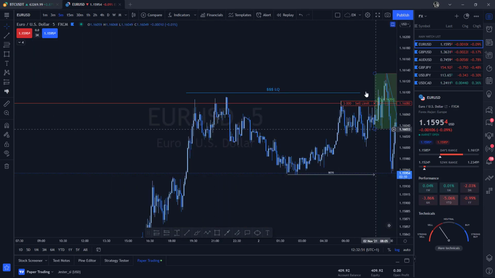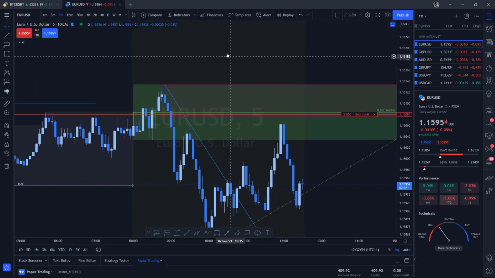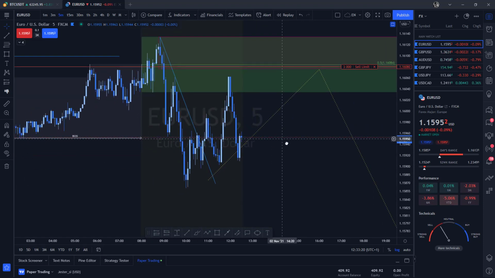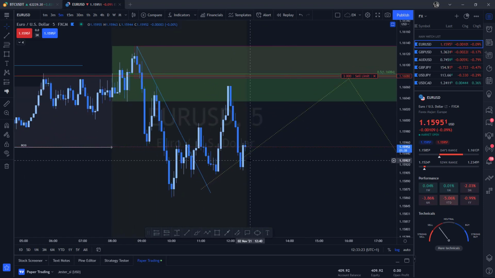Let's switch to the 5-minute. I marked this zone here. This was the buy before the sell that left some imbalance on the 5-minute open below. So this imbalance is still open, and I'm still waiting for the price to tap into this zone up here.